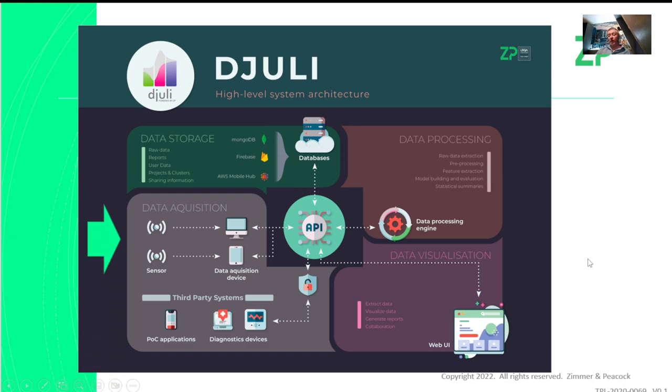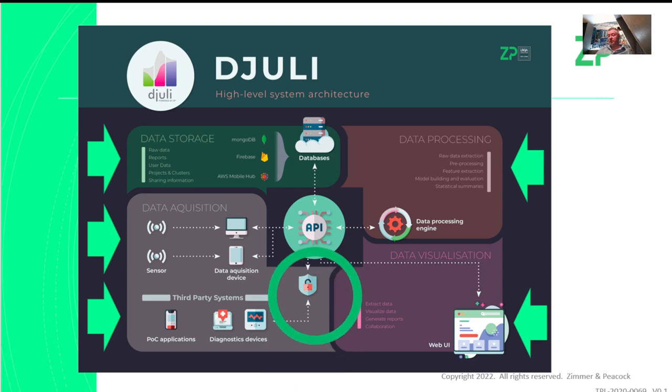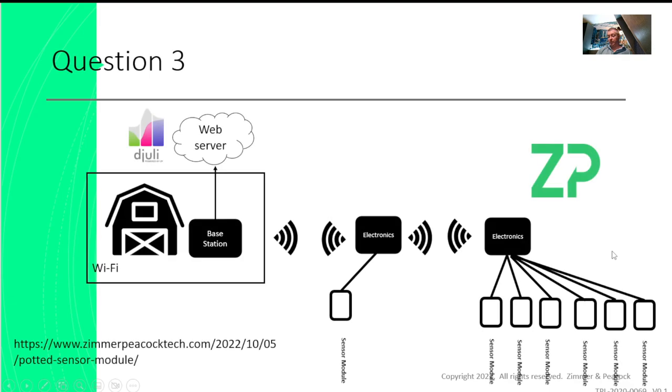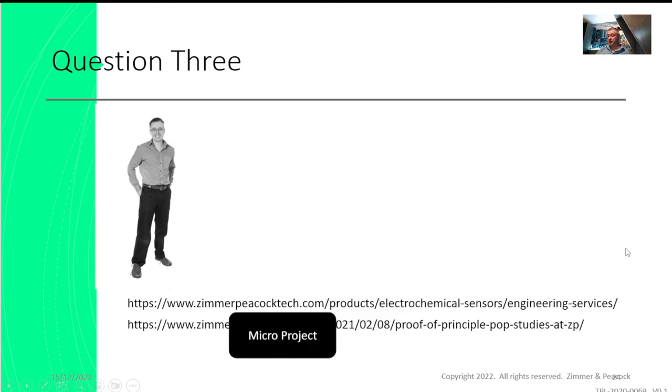So Julie can acquire data through our hardware and through third-party systems. We can store the data, process the data, and visualize the data in Julie. But with a lot of these applications, people want to see the data in their dashboard, and that's an API call upon Julie. It's not just discrete measurements, it's also continuous measurements. I've got a link here, and those links will be useful to people, of sensors that can be in environmental type applications and send the data to the cloud. So Zimmer Peacock, for the IoT firms out there, we're a sensor to API company.